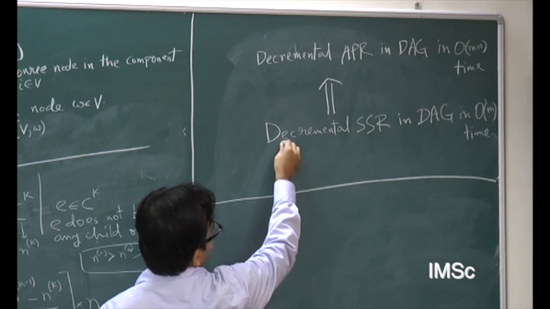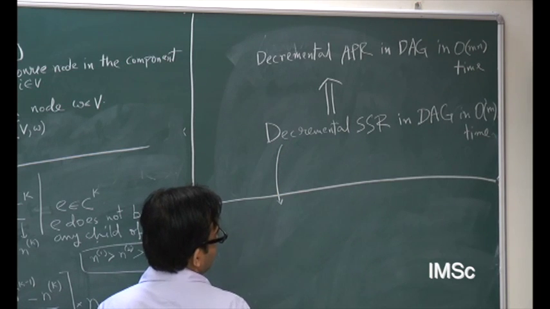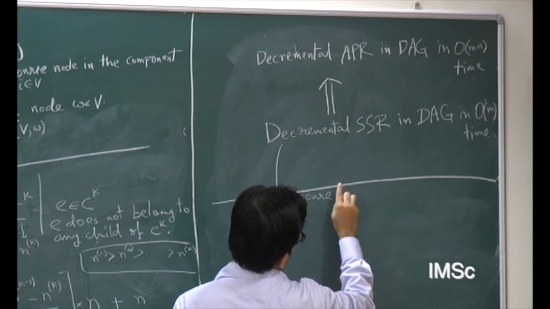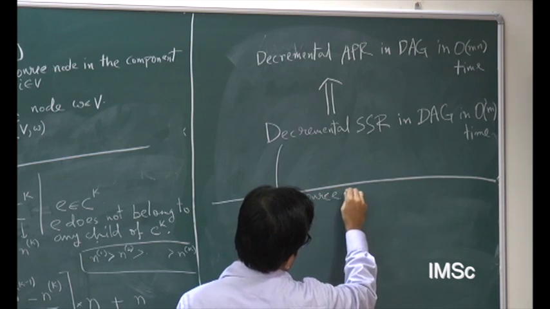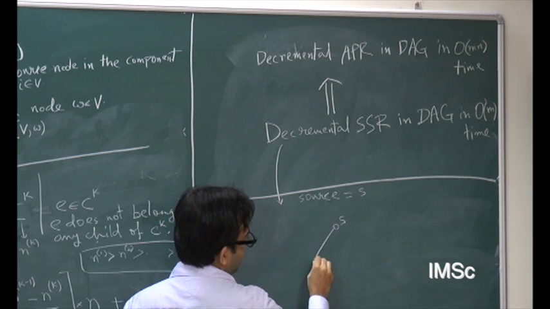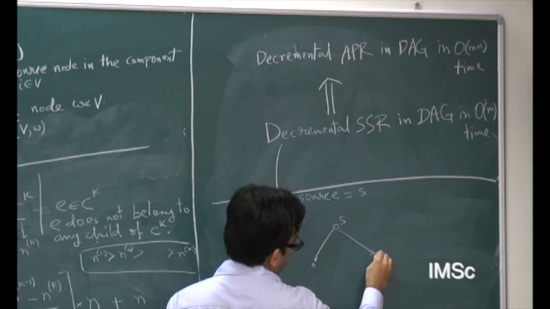So, now we are just solving this problem here. Suppose the source node is S, we want to maintain a reachability tree.